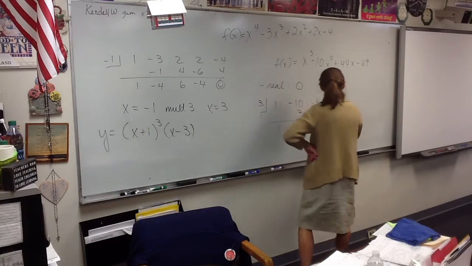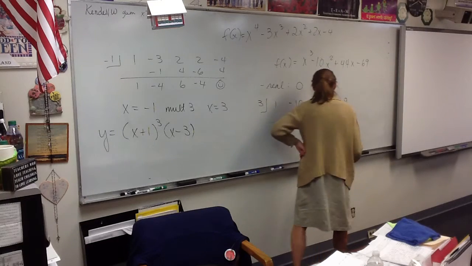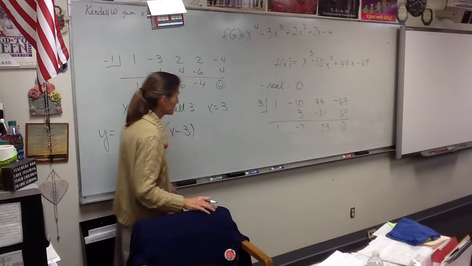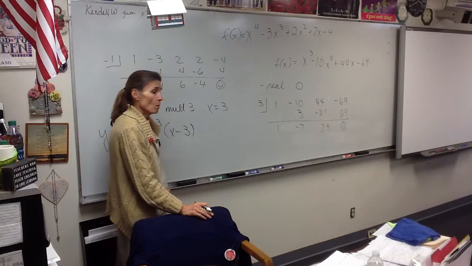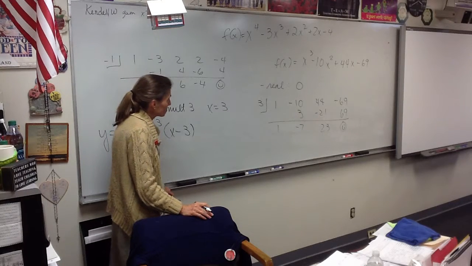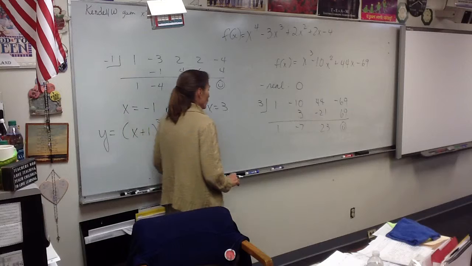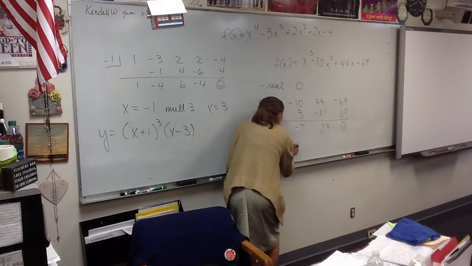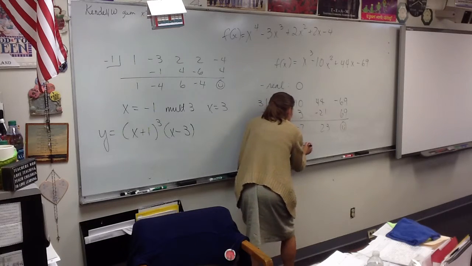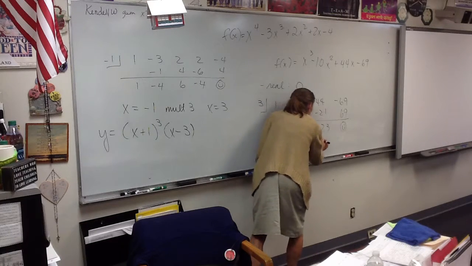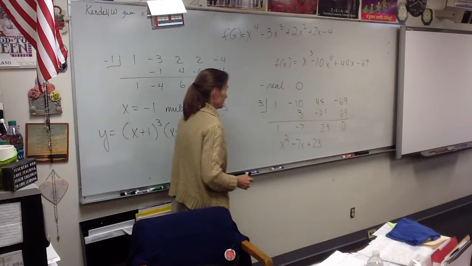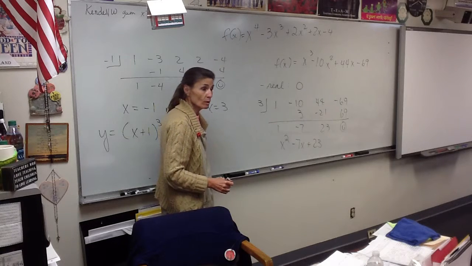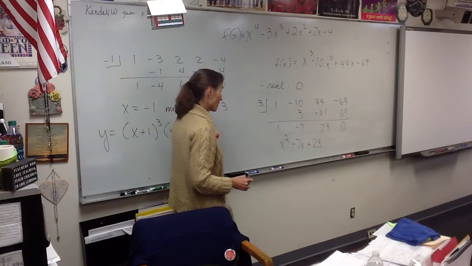Yesterday at Open Gym, we were noting that these are better to do as a group because you don't have to waste much time finding roots. But you got one, x equals 3. What's left? x squared minus 7x plus 23. You have to use the quadratic formula. That does not factor, so we'll use the quadratic formula.